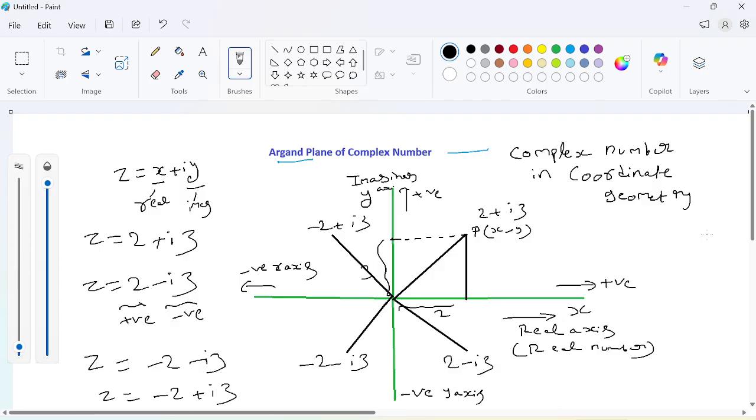So this we call an Argand plane, the plane where the complex number is represented in the form of a coordinate system. This is what the Argand plane of complex number is. With this, I'll stop, and we'll see more topics on this Argand plane and the other topics also. We'll continue in the further sessions.